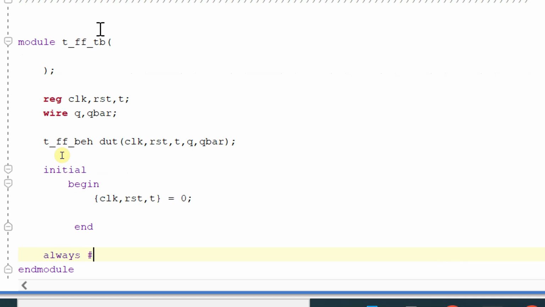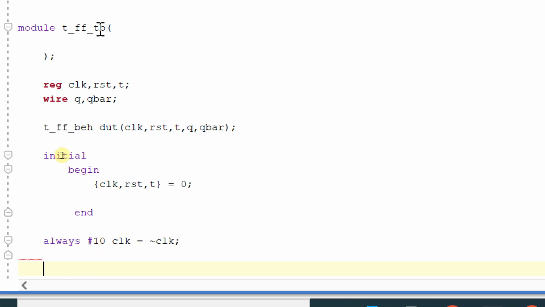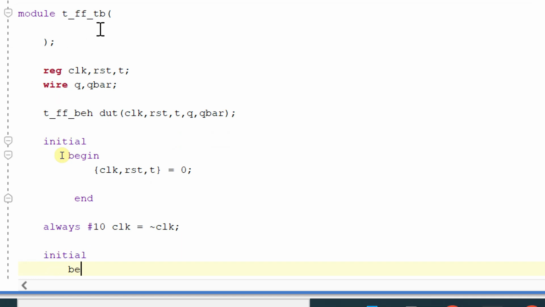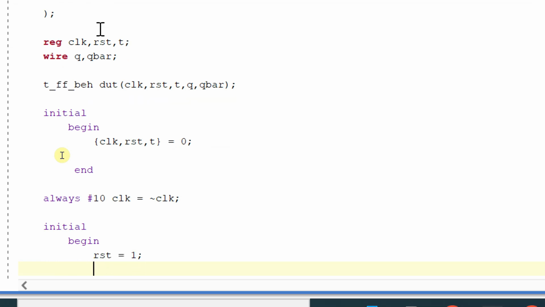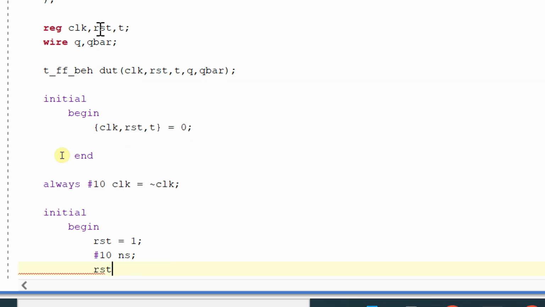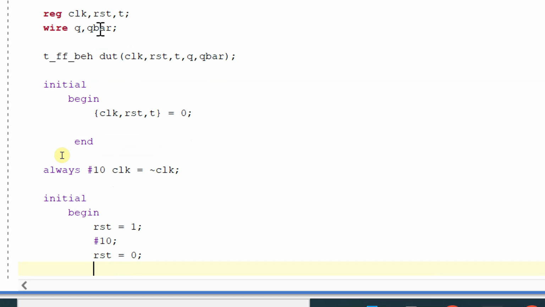Always #10 clock is equal to not of clock. I've generated a 20 nanosecond clock, and now within an initial begin block I will give reset is equal to 1, and after 10 nanoseconds I will give reset is equal to 0.